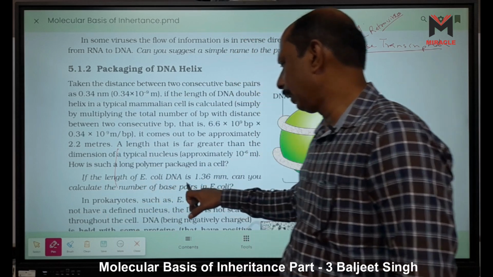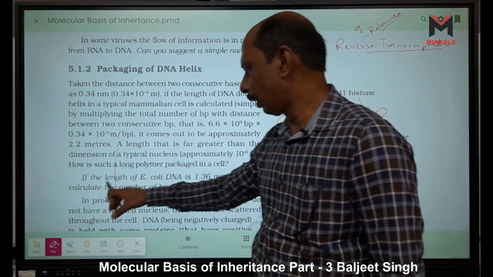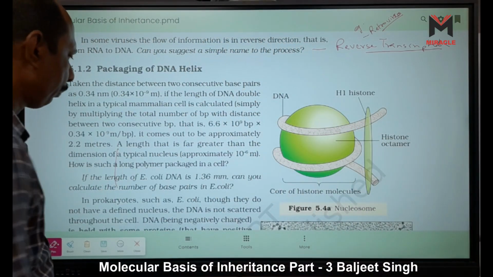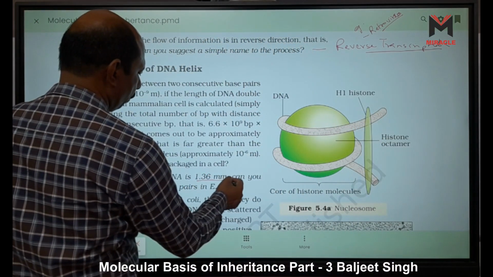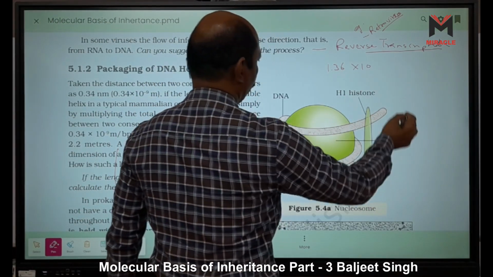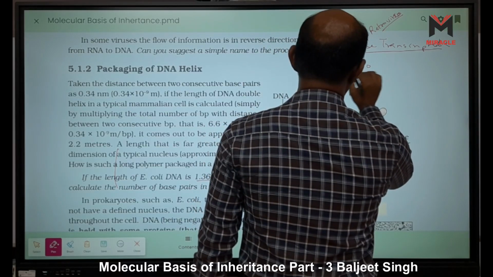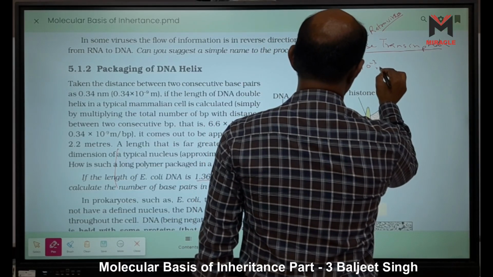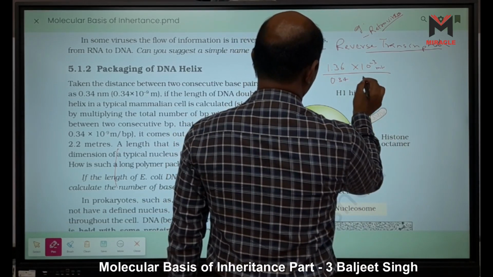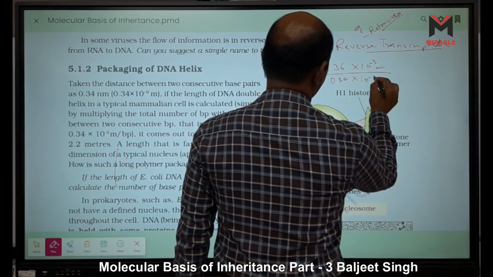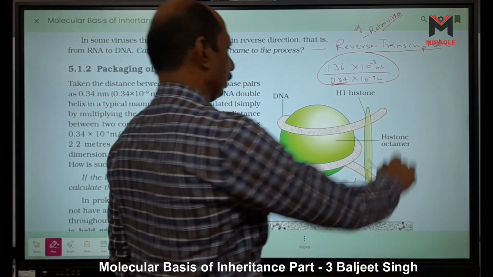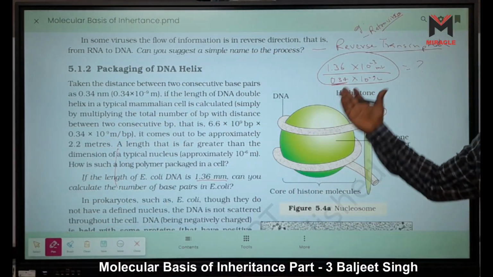If the length of E. coli DNA is 1.36 millimeter, can you calculate the number of base pairs in E. coli? Yes, we can calculate, right? Because we have to divide 1.36 millimeter, and millimeter means 1.36 multiplied by 10 power minus 3 meter, upon 0.34 into 10 power minus 9 meter. Then if you calculate this, you get the answer. It is your duty, right? You can calculate this.